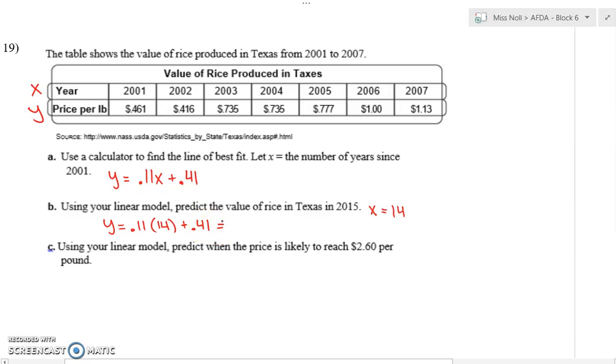And when I do that, I get Y equals $1.95, and that's per pound. And that would be my final answer there.